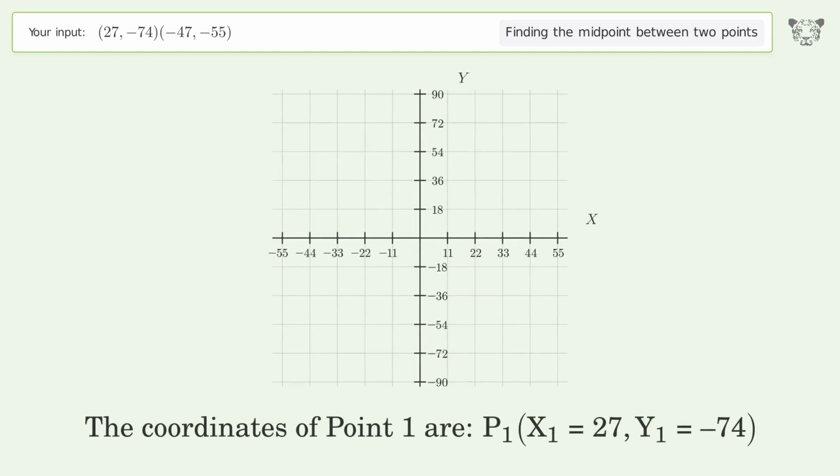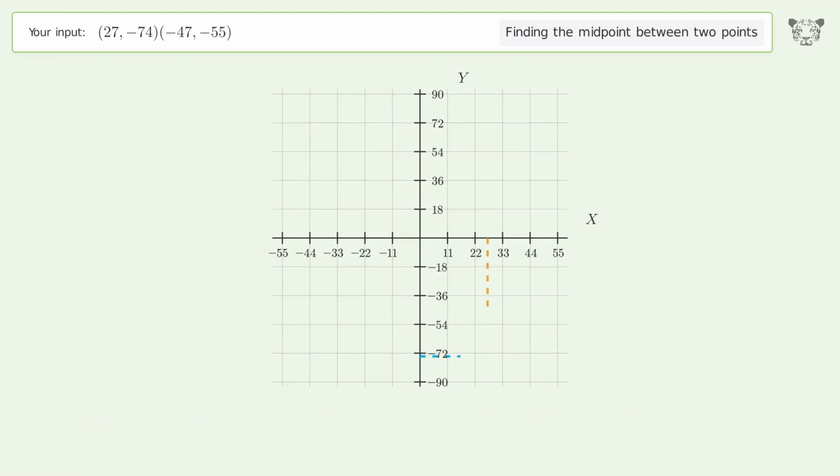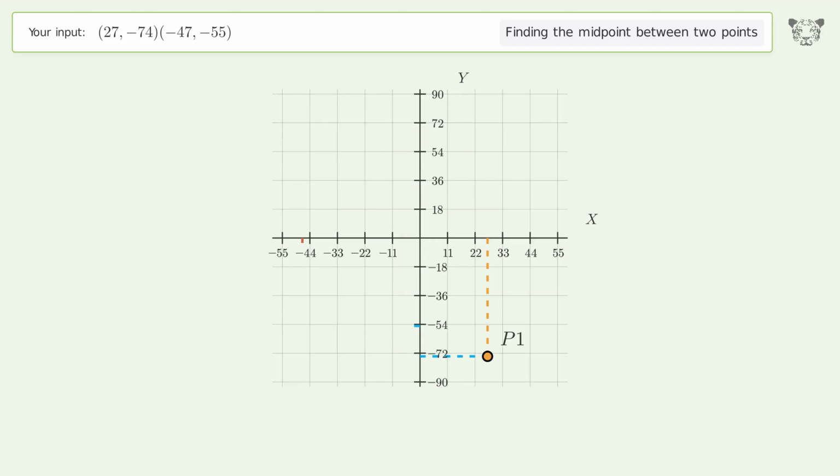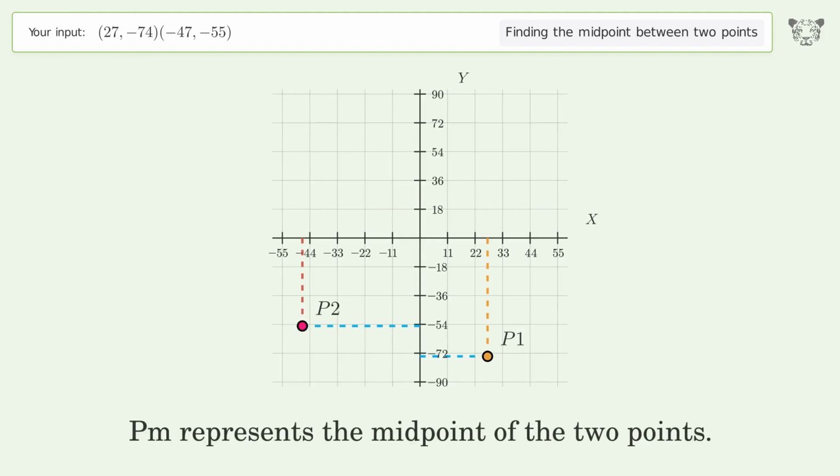The coordinates of point 1 are, x1 equals 27, y1 equals -74. The coordinates of point 2 are, x2 equals -47, y2 equals -55. PM represents the midpoint of the 2 points.